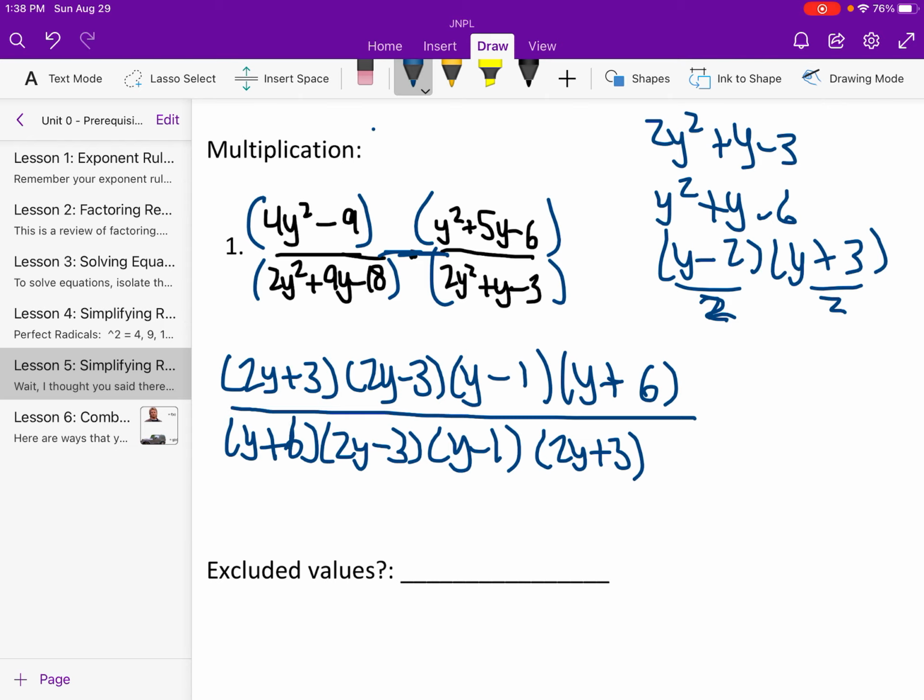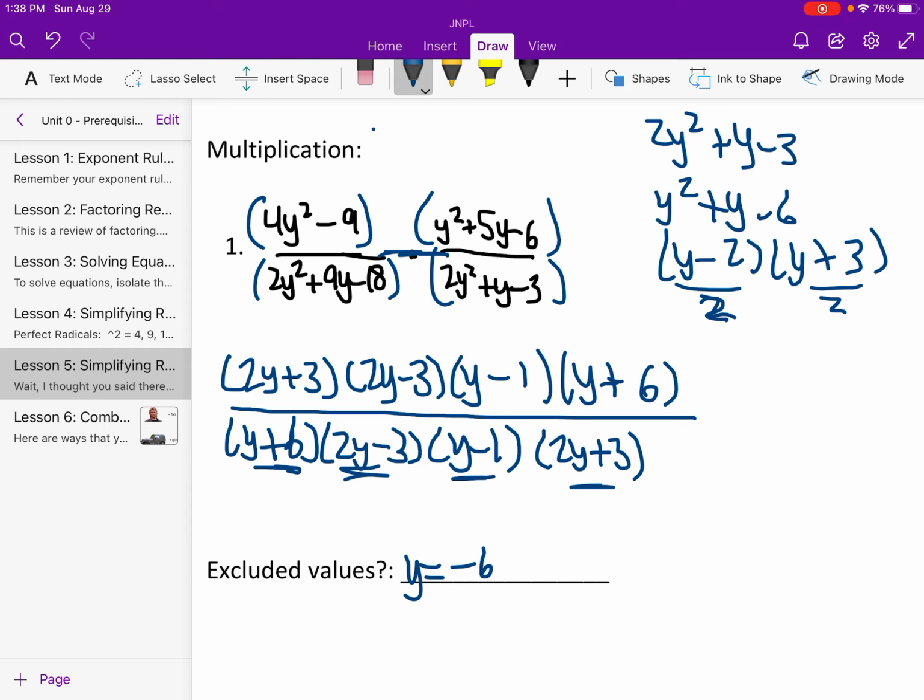So what values are excluded? Well, anything that would make the denominator equal to 0. So before we finish simplifying, we'll think of the 4 factors we have here, and what value you would put in for y would make it equal 0. You put that for the excluded value. So how we do that is y plus 6 equals 0, y is negative 6. So the excluded values so far that we know are negative 6.